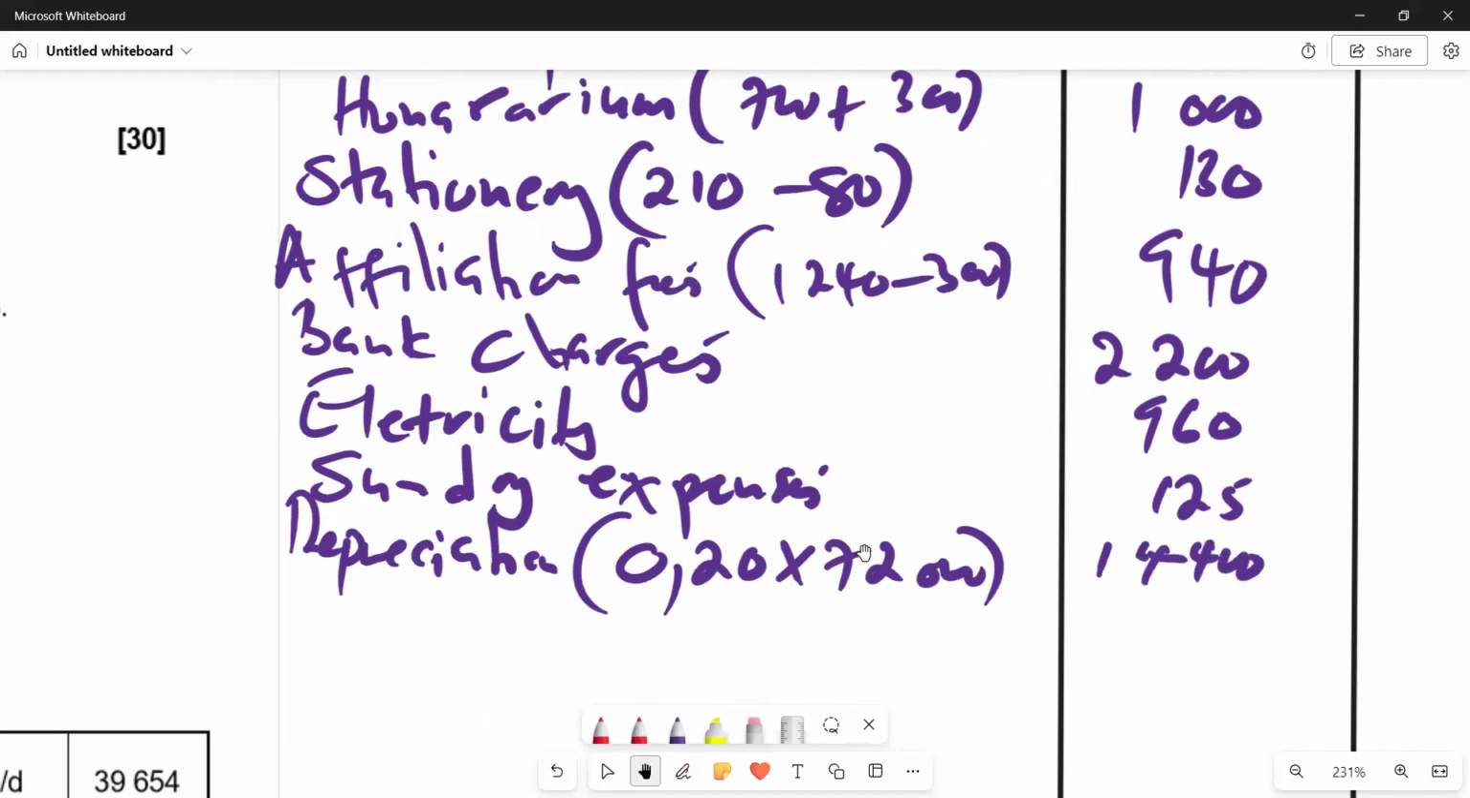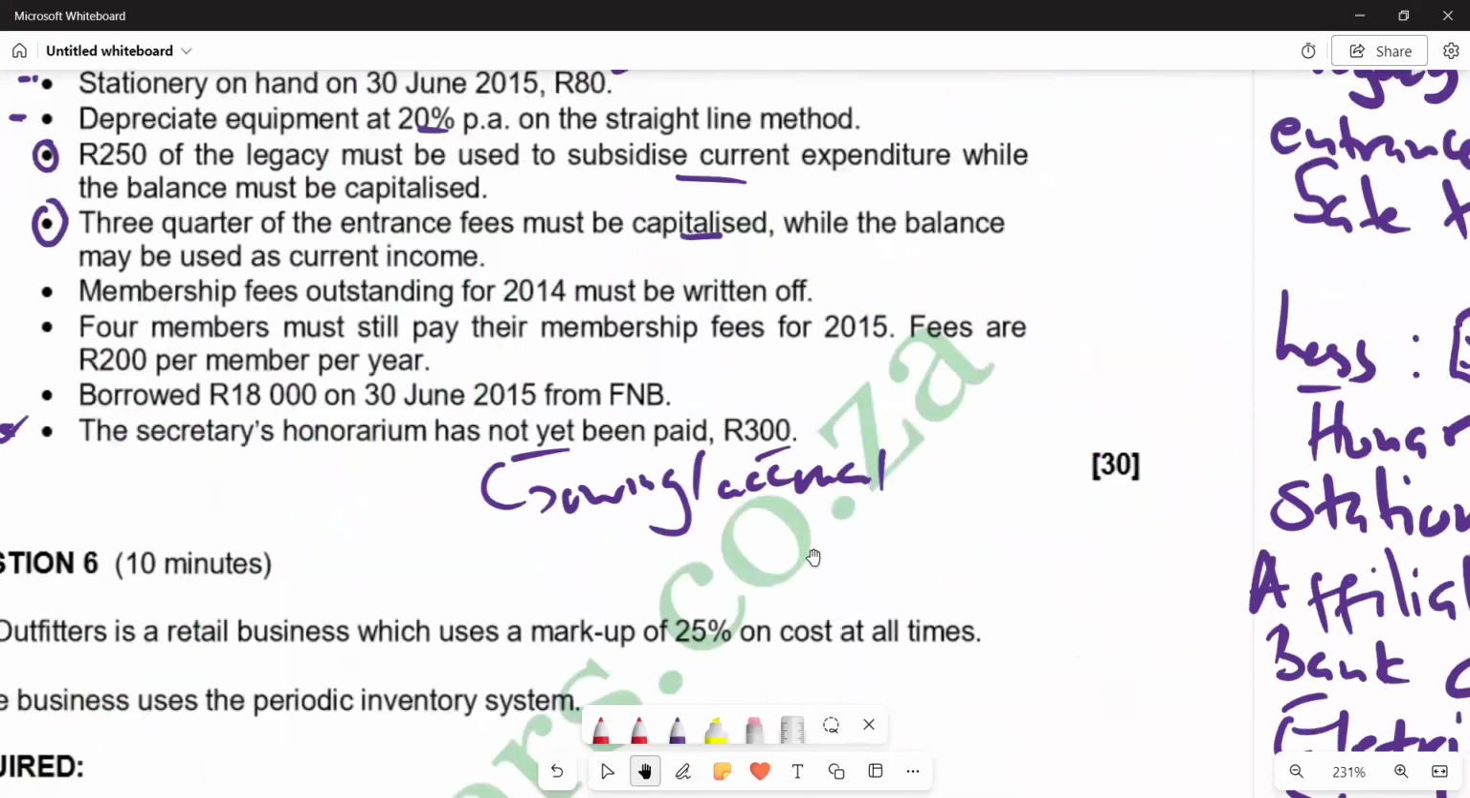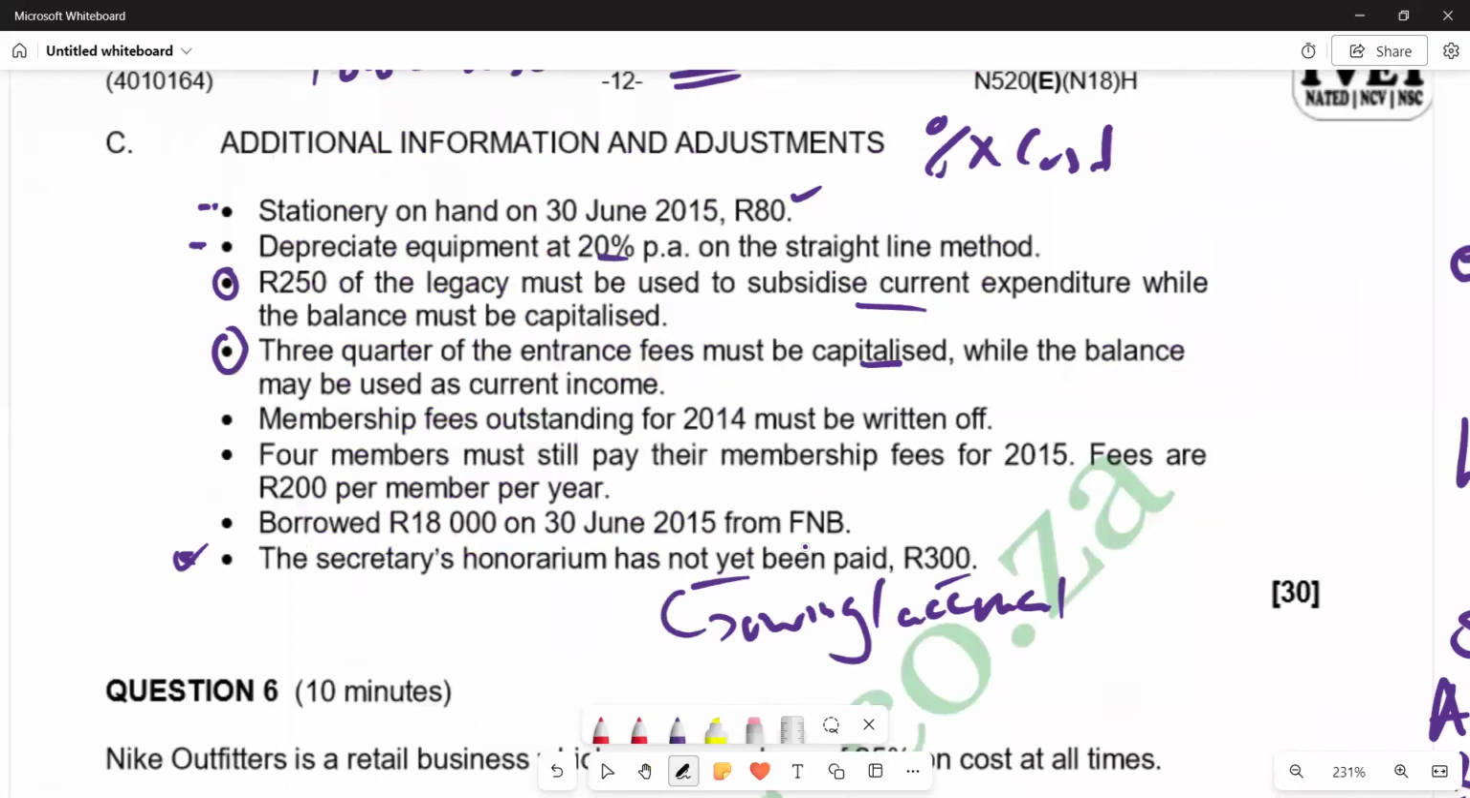Then also we check additional information, anything that is also affecting our income and expenditure. We have got this point which is saying membership fees outstanding for 2014 must be written off. So remember, these are membership fees written off, and they are supposed to be a credit loss. So we are supposed to also include it under our expenditure.